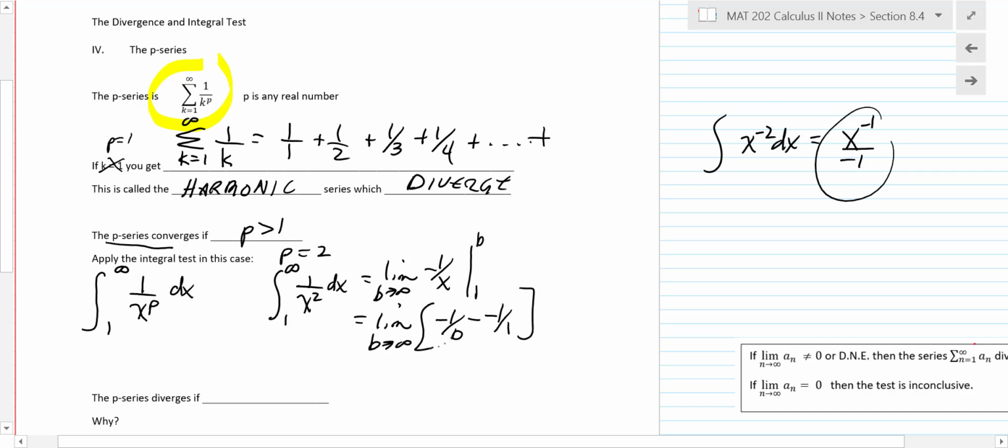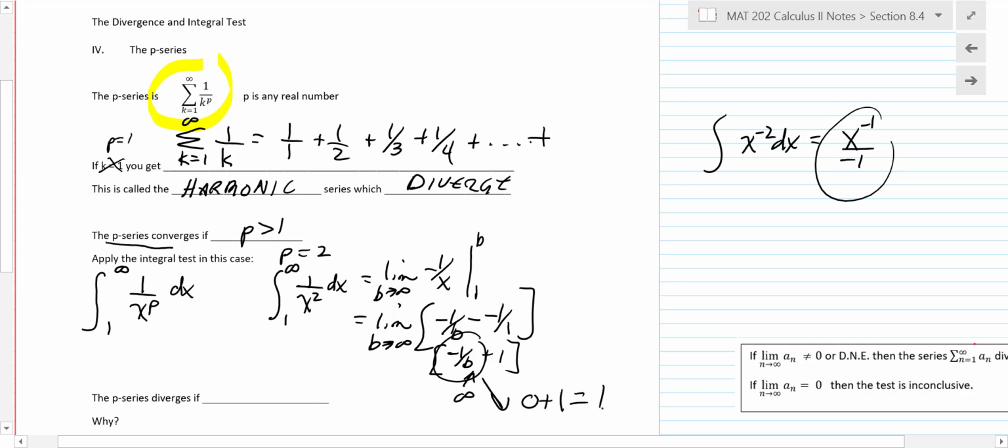Now let's think about what happens with this. This part right here is going to be negative 1 over b plus 1. If b goes to infinity, what do you get out of that improper integral? You get 1. Everybody agree? This goes to 0, because 1 over infinity is 0. 0 plus 1 is 1.